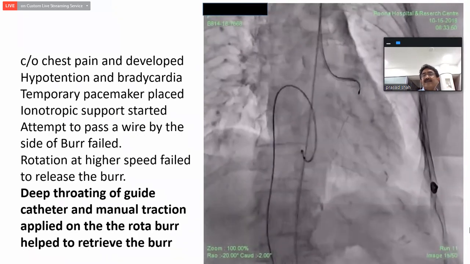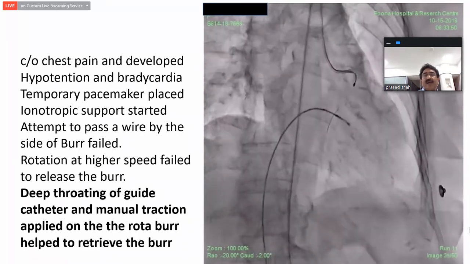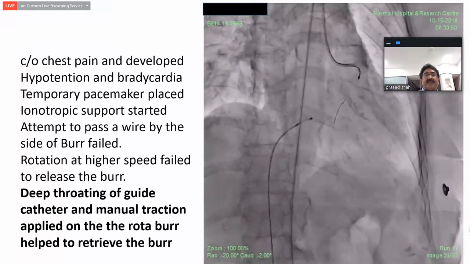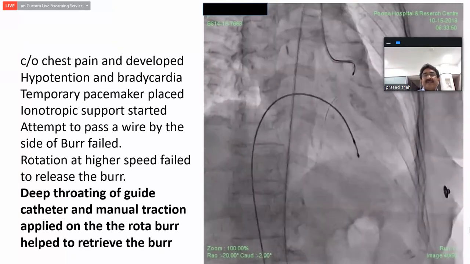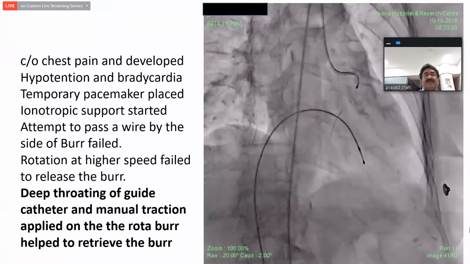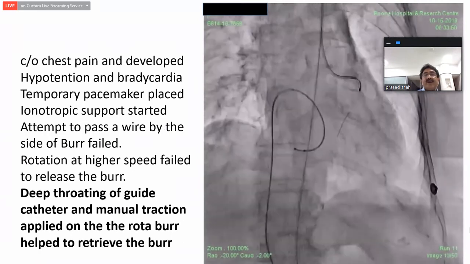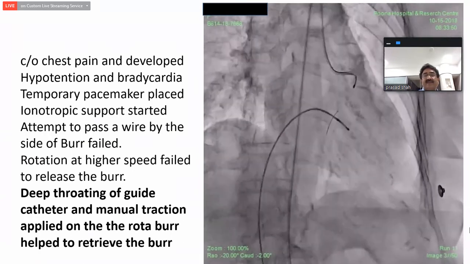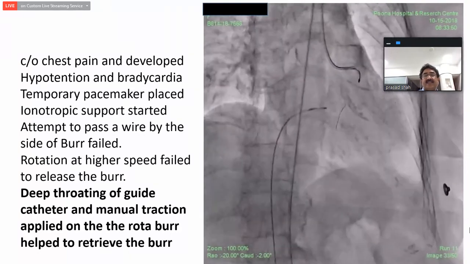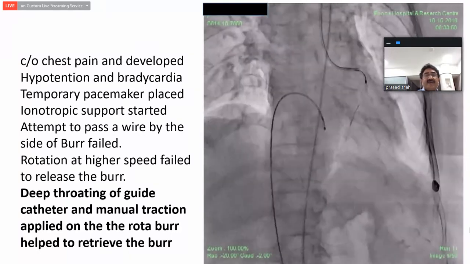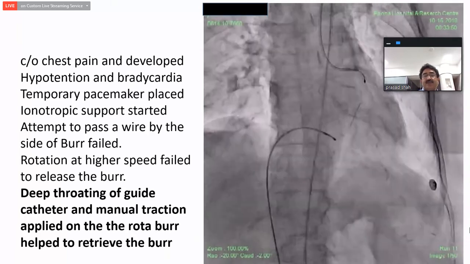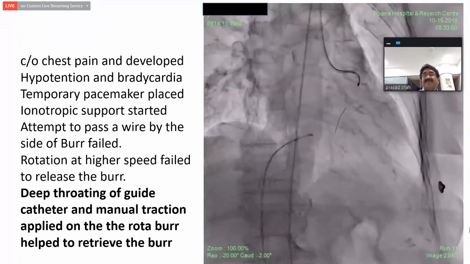I always take a venous line, though I don't put a wire in, but it is helpful because if I need to, I can put a temporary wire immediately. In view of the bradycardia, the temporary pacemaker was placed, and inotropic support was started. Attempt was made to pass a wire by the side of the burr, but failed. Tried to rotate the burr at a higher speed to release the burr, but that did not release it. Then the guide was deep throated, and manual traction was applied to the rotawire, which helped to retrieve the burr.